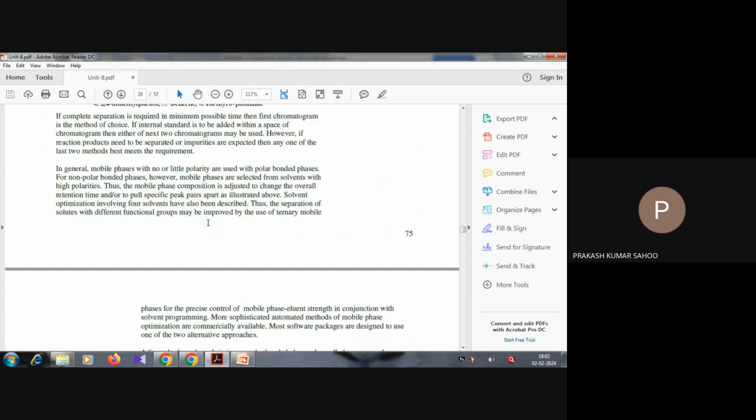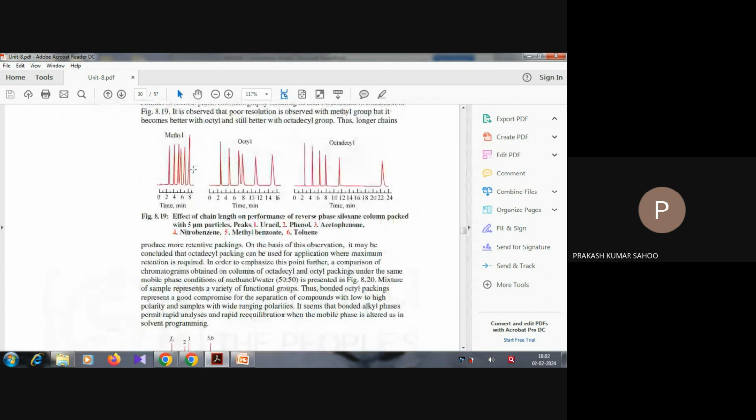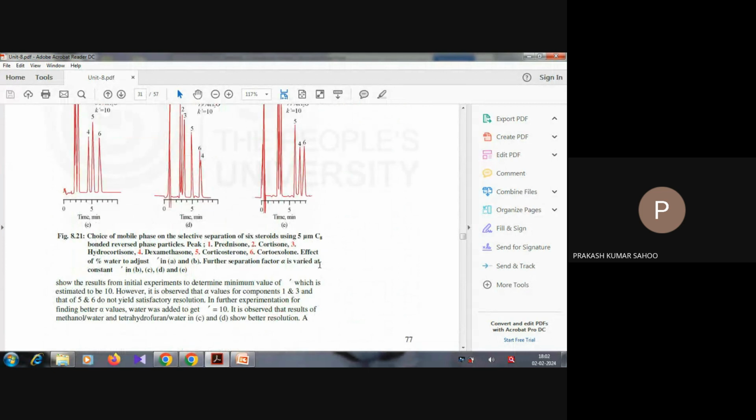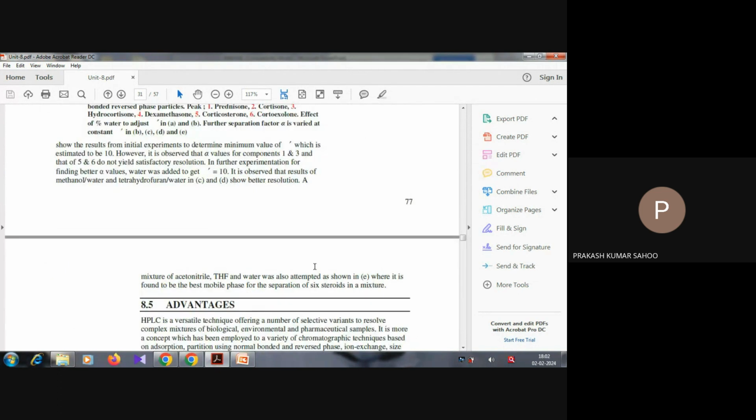Just read out these things. Then we have methyl, octyl, and octadecyl, that is ODS. This is silica gel. Number one is your uracil, phenol, acetophenone, nitrobenzene, methyl benzoate, and toluene. These are all collected from different research articles. Then these things are not needed to be remembered by you from your examination point of view.